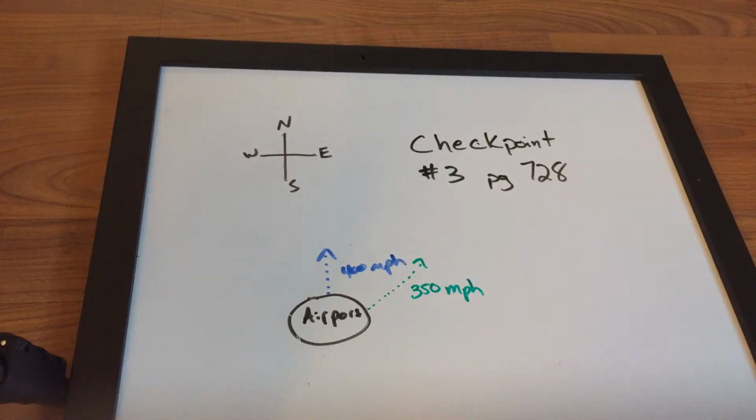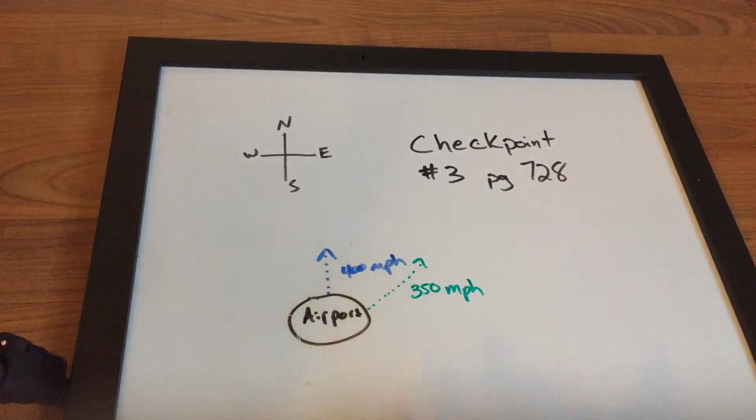It says two airplanes leave an airport at the same time on different runways. One flies directly north at 400 miles per hour. The other airplane flies at a bearing of 75 degrees northeast at 350 miles per hour. How far apart will the airplanes be after 2 hours?